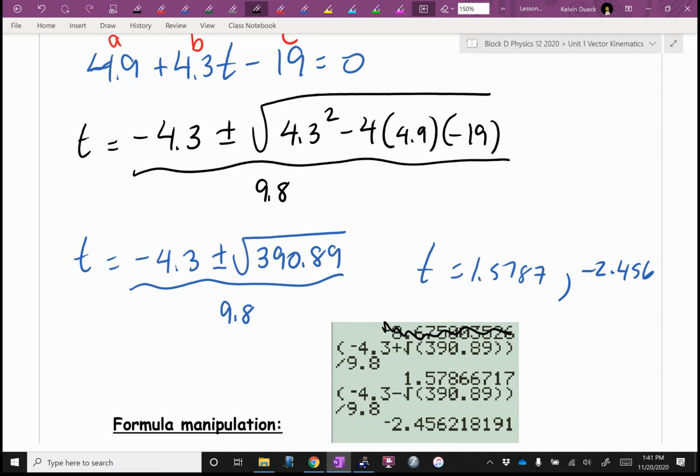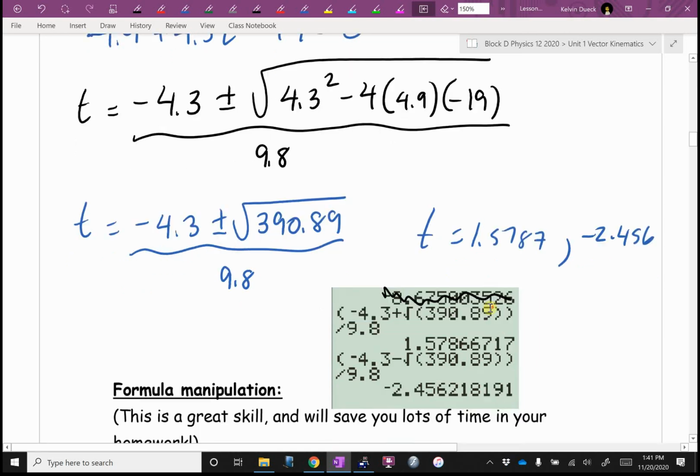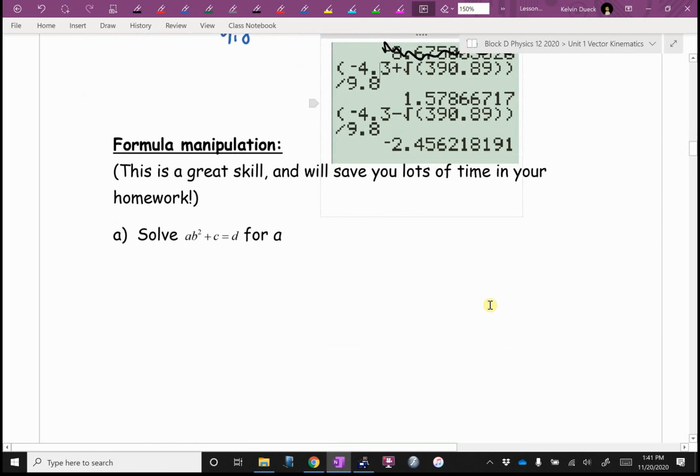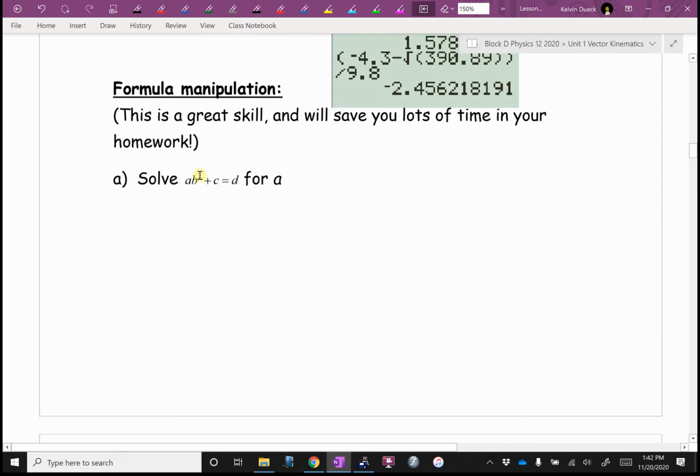Skill number 2, we called formula manipulation. This was the ability to look at an equation and rewrite it in your head. And I really pushed that last year because I made the argument it really cuts down on your memorization, helps you understand how everything fits together better. So if I gave you AB squared plus C equals D, and I said, get the A by itself. Here's a nonsense equation. How would you get the A by itself?